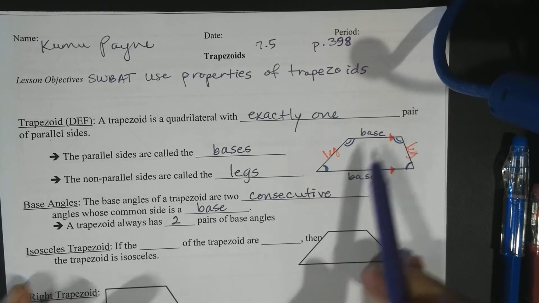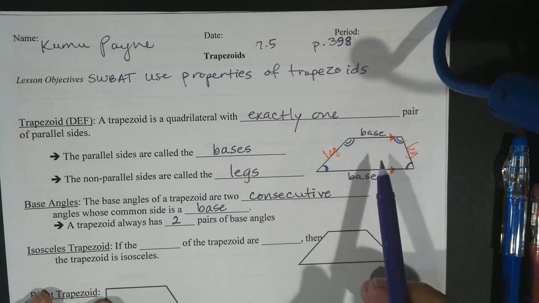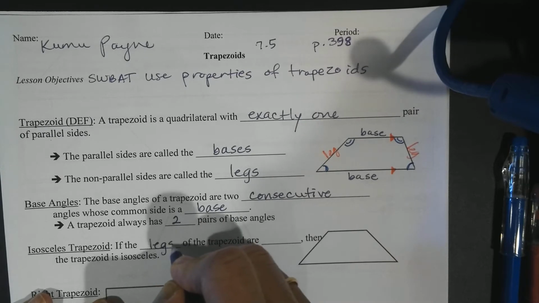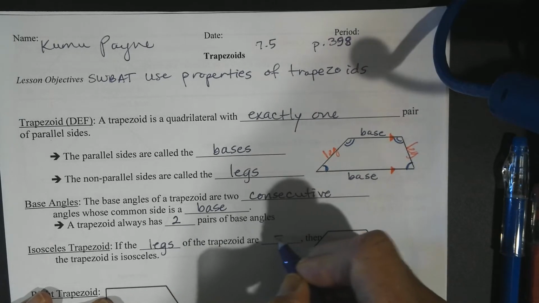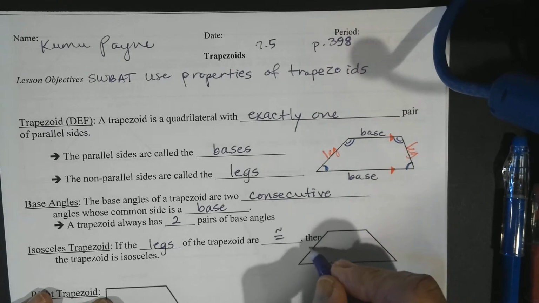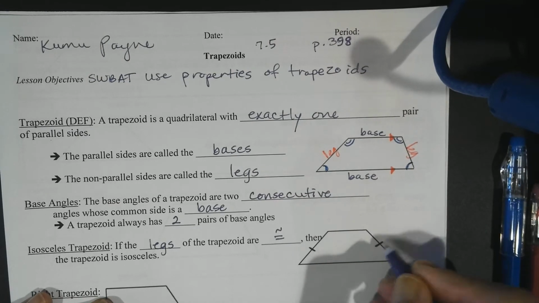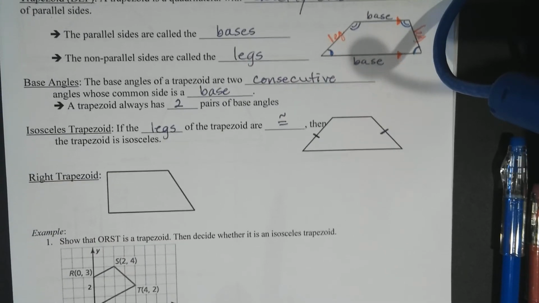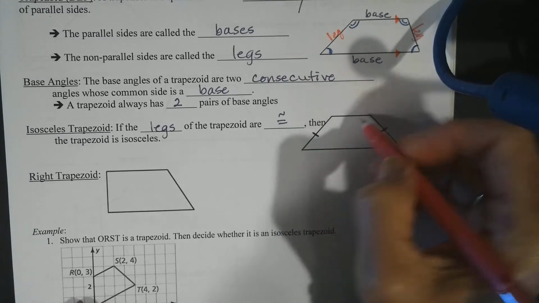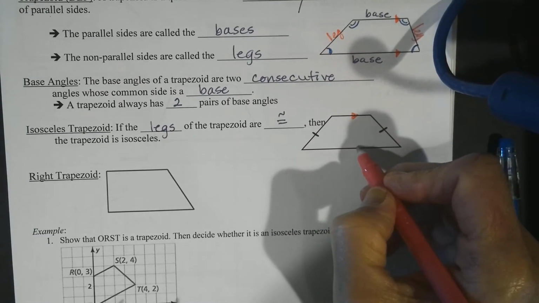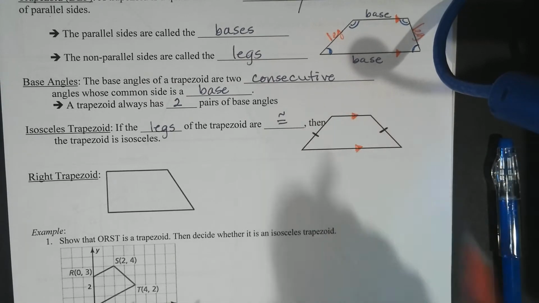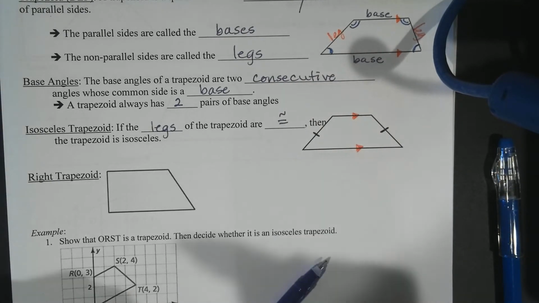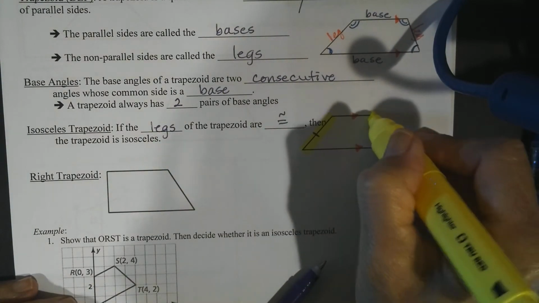Now, we have another, and this is a generic one. We have another picture where you have isosceles. So if the legs of the trapezoid are congruent, so if you also get that this is congruent to this, exactly the same, then we're going to call that isosceles. We still have the parallel, and we still have the base angles. This is isosceles.